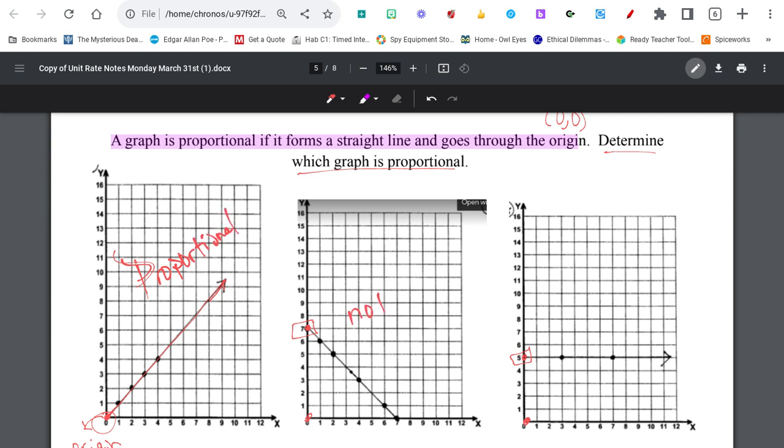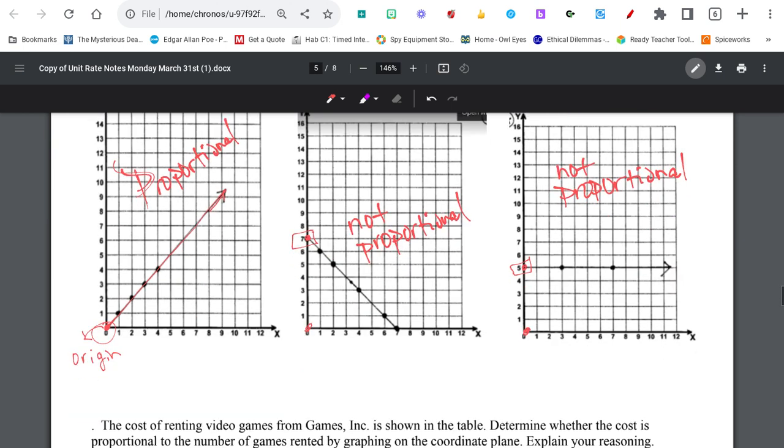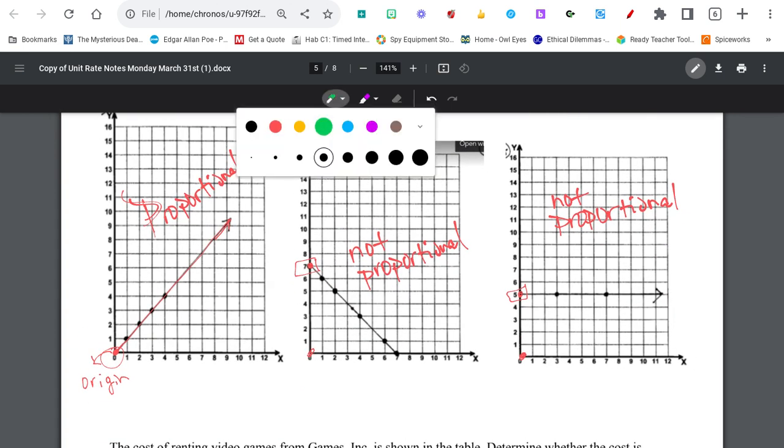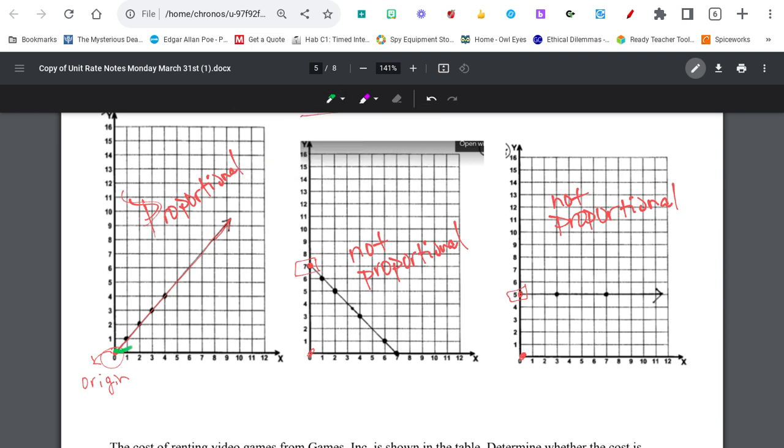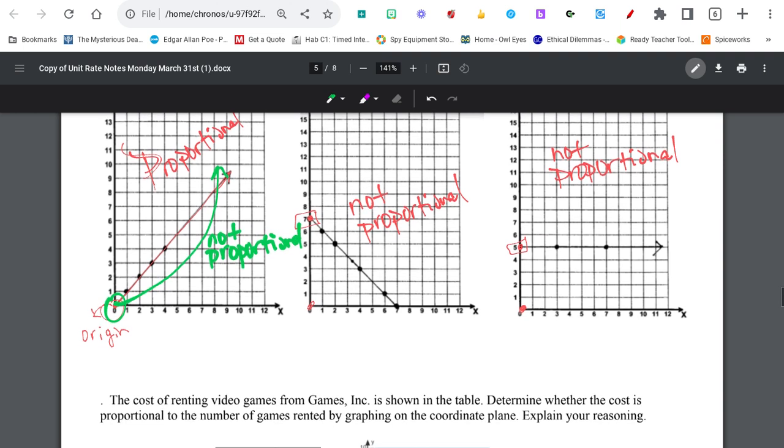These are not proportional because they may be straight lines, but they don't touch the origin. This one is also not proportional. Now, if you happen to see something like this, guys, some people will automatically believe that this is proportional because it touches the origin, but it's not a straight line. So the one in green that I drew is also not proportional. It's not a straight line, guys. I'm talking about that curve.